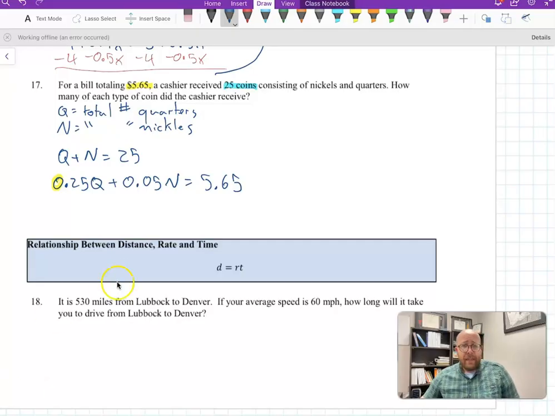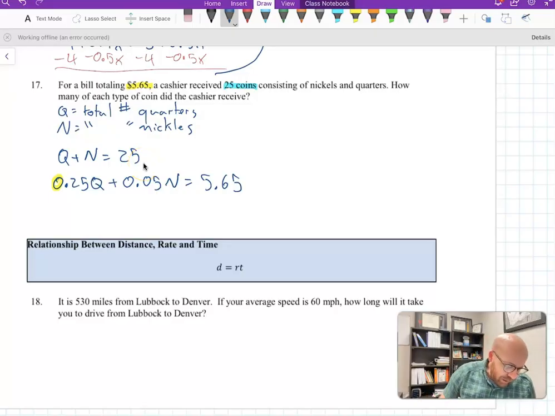Now, here's the problem. We have two equations and two variables, and we can't determine what Q and N are just by looking at these two equations as they're written. What we would like to have is one equation with just one type of variable. Well, up here, you can solve this equation for either Q or N.